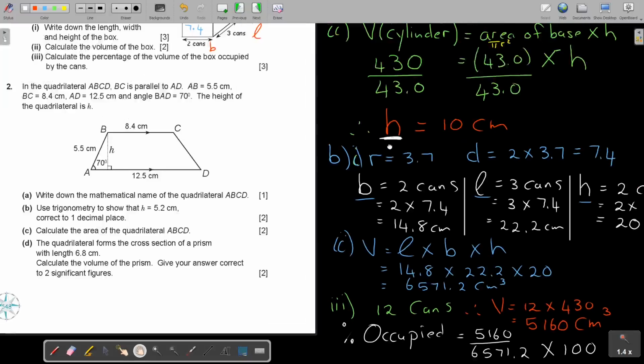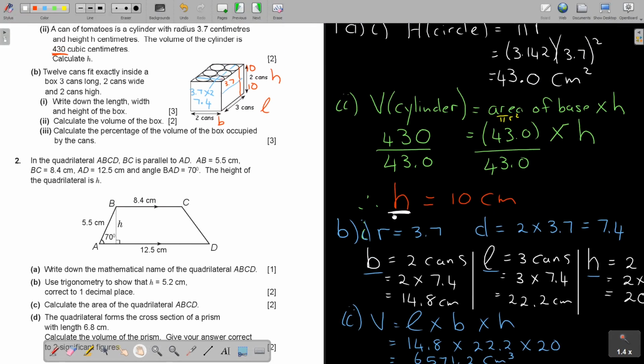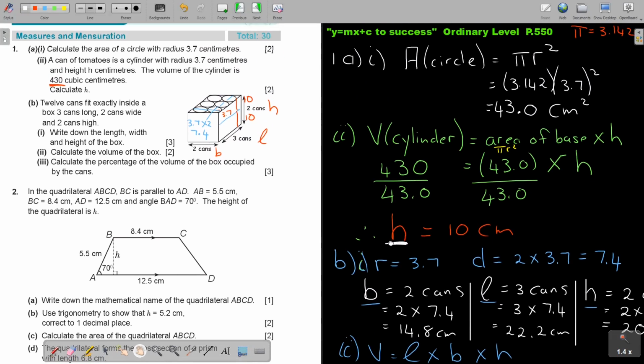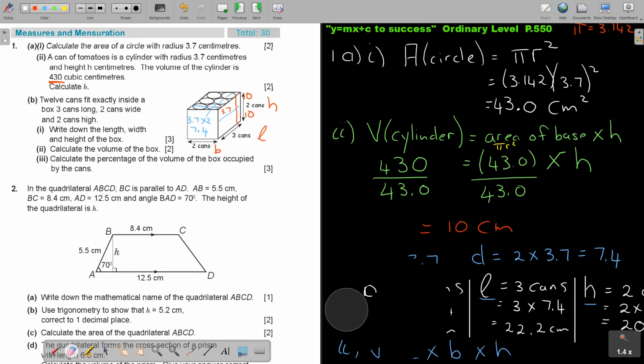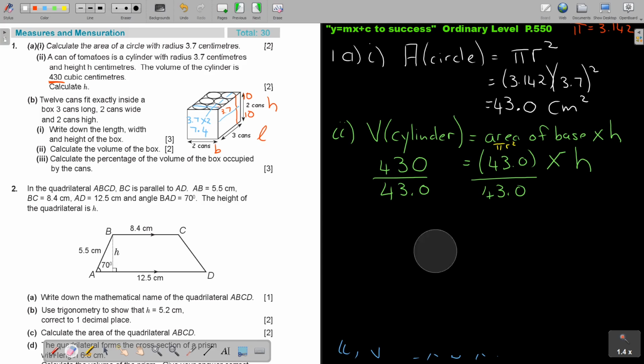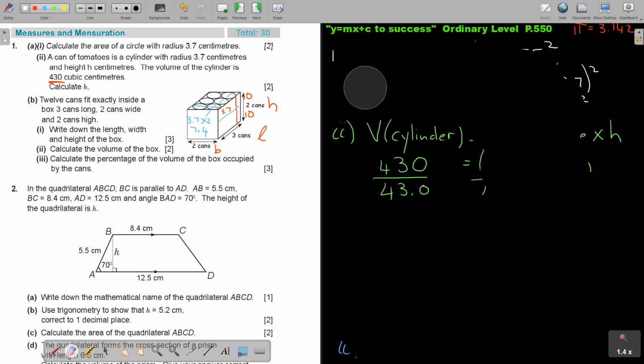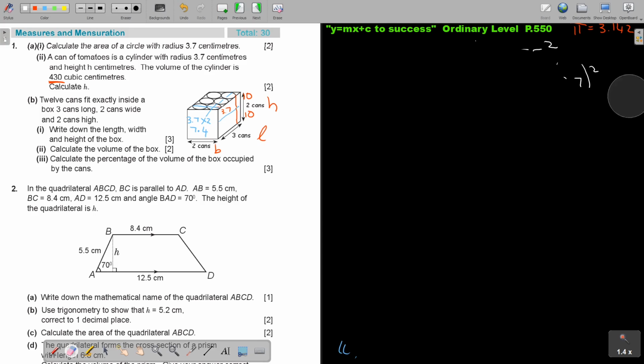Okay, that's not that difficult. And I really think this is a nice question to ask, just my personal opinion. But if you don't know your basics, if you don't know the area of a circle or the volume of a prism, you're not going to be able to do that. So let's do number 2.